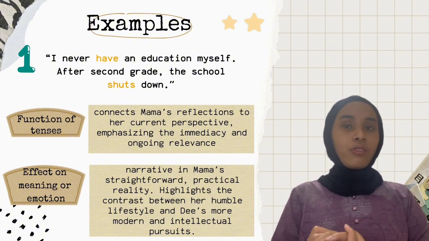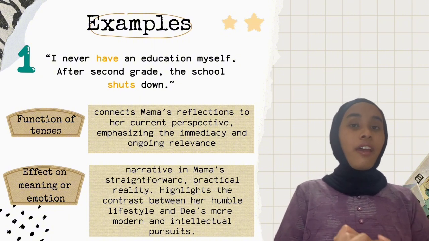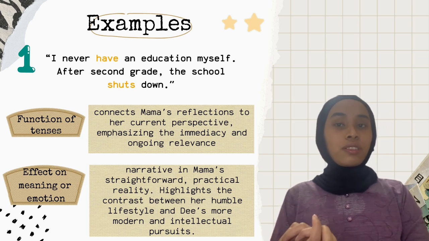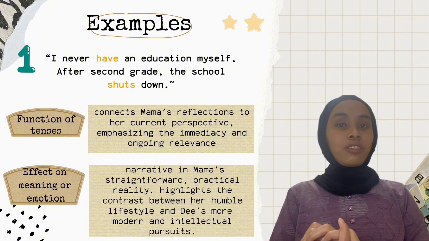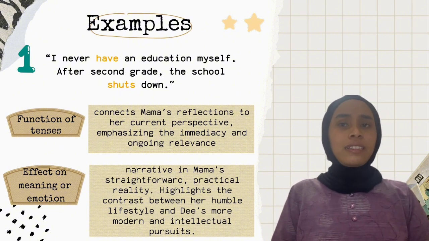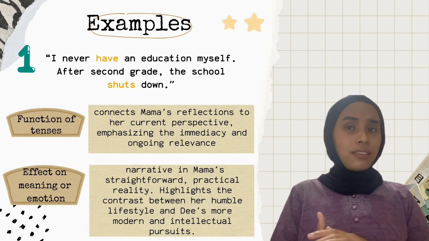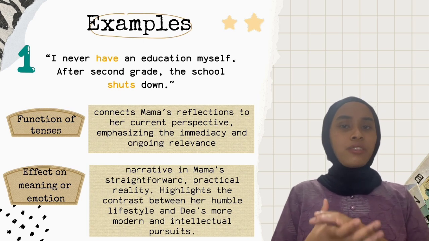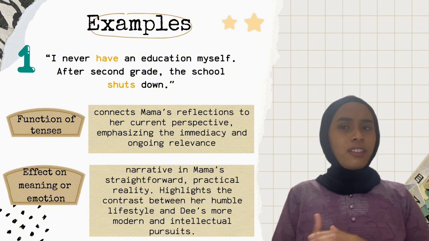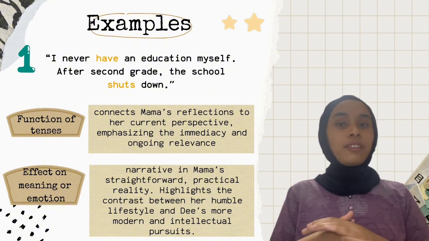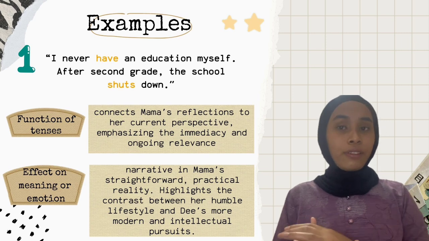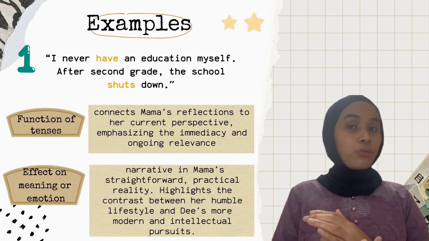Here, we see the use of the present simple tense in "have" and "shuts." The present simple tense is used to connect Mama's reflection to her present-day perspective. This creates a sense of immediacy and shows that her experiences remain relevant to her current life. It grounds the narrative in Mama's practical reality, emphasizing the contrast between her life and these intellectual pursuits.